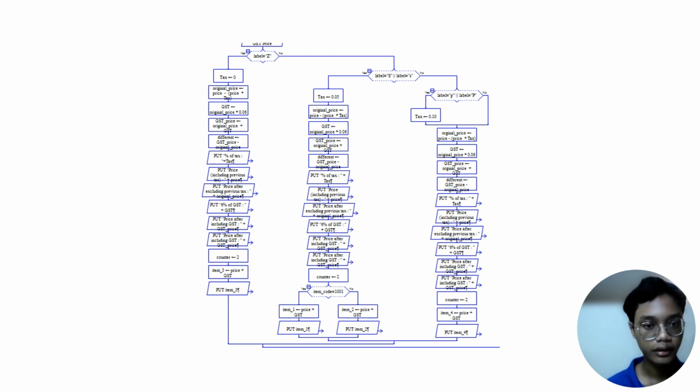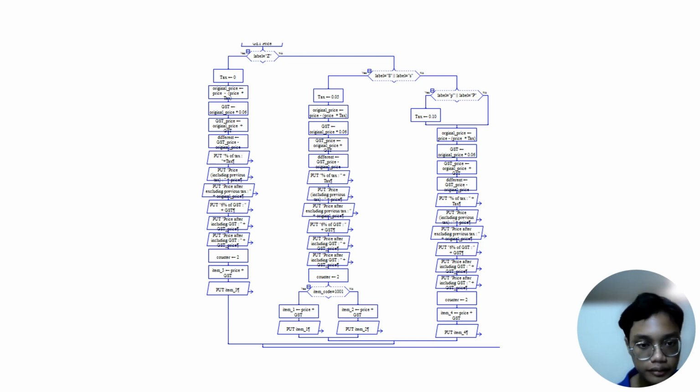Now for S, it's a special case since you have two items under the label S according to the table. Once it has gone through each of the calculations, it will be divided depending on the item code. If the code is 1001, it will be labeled as item 1. If the code is 1002, it will be labeled as item 2.